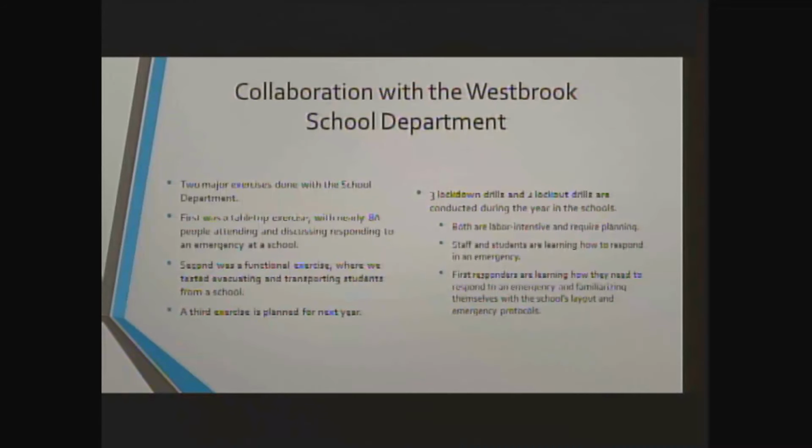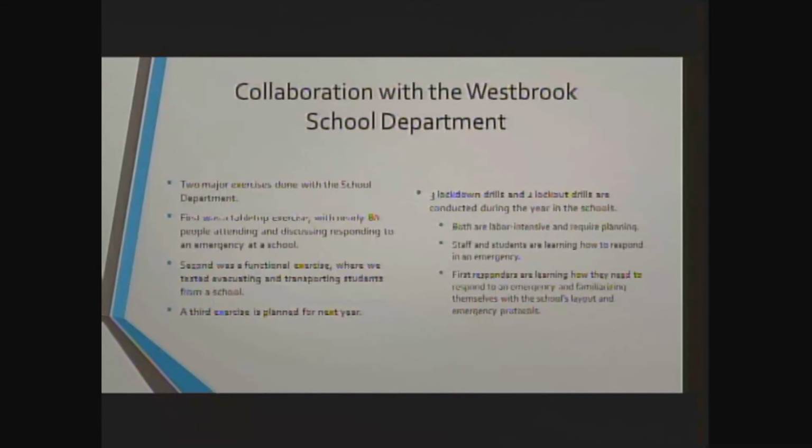So one of the things we do is collaborate with the school department. To date, we've done 2 major exercises with the school department. The first was a tabletop exercise about 2 years ago. We had nearly 80 people attend, and we were discussing and kind of role-playing, almost responding to an emergency at a school. The second was a functional exercise where we take a certain piece of an emergency and we test our ability to respond to it.